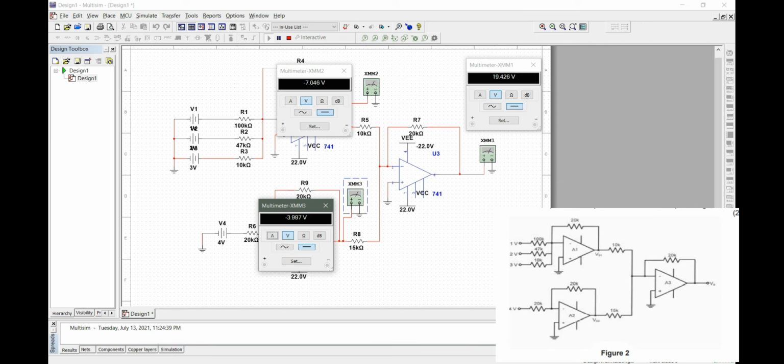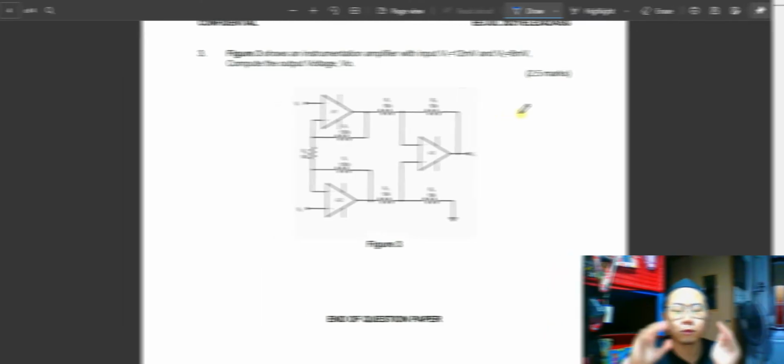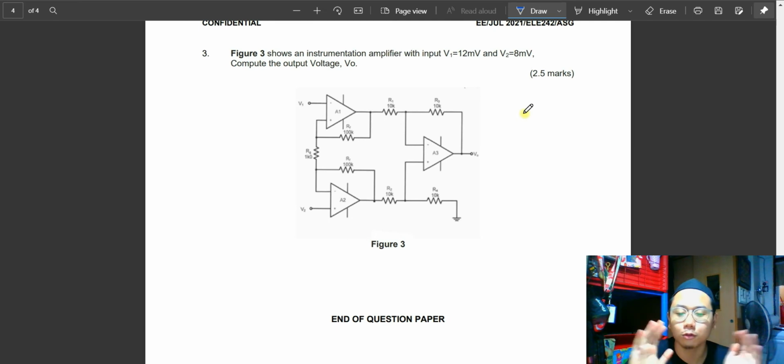Maximum is 22 volts, and after that I get the value of the V out, same as the calculation part. And let's go to the last question, which is question 3, the instrumentation amplifier.